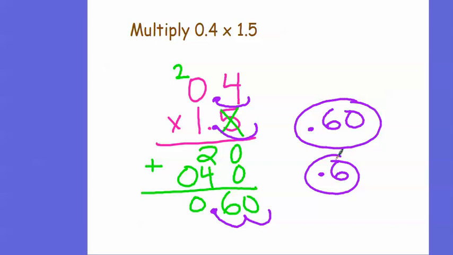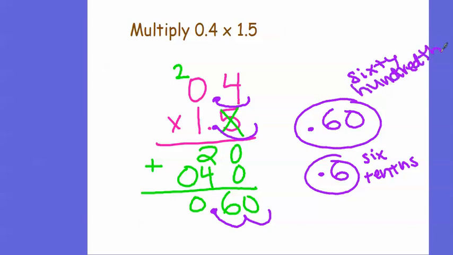Here we have 6 tenths right here on the bottom, and above it is 60 hundredths. It's the exact same number. You can just represent it differently. The most important thing is that we get that decimal place value over the correct amount of spaces.